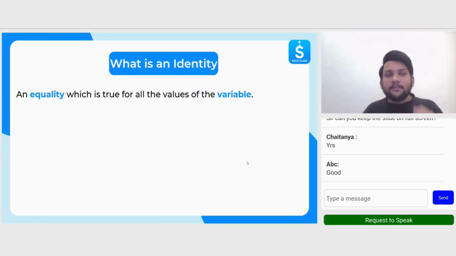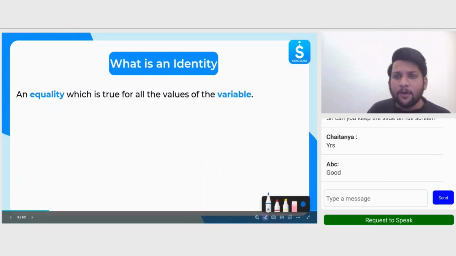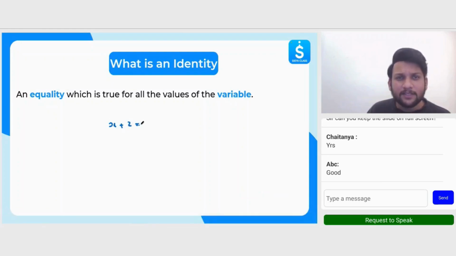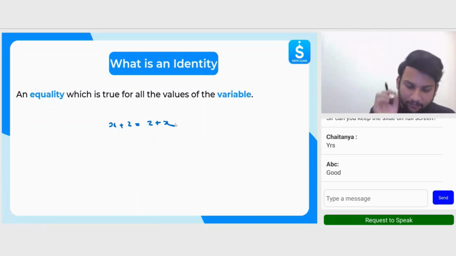Okay, great. So first of all, we studied an equality which is true for all values of the variable. As I was giving an example, let me give you one more example. Suppose I have x plus 2 equals 2 plus x. Now, dear students, is this an equality? Is this an identity? It is an equality for sure. Remember the condition: it has to be true for all values of the variable. So let's take x as 1.